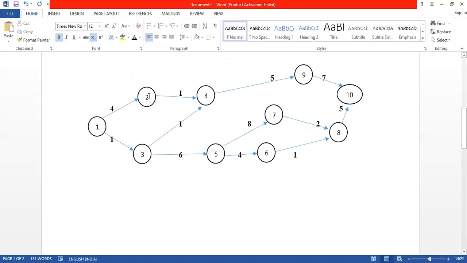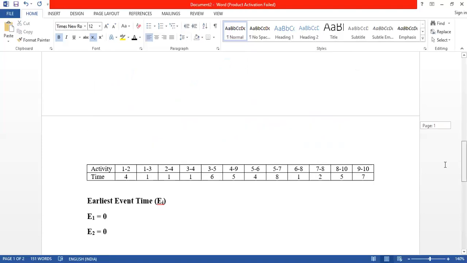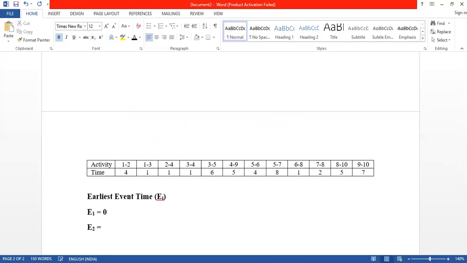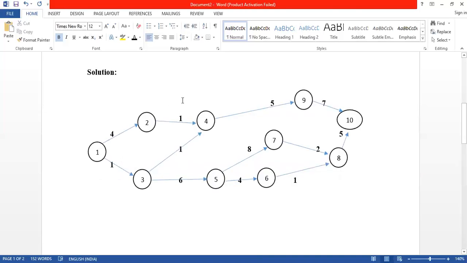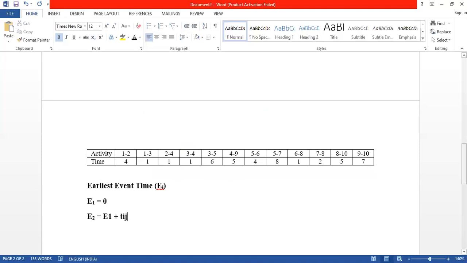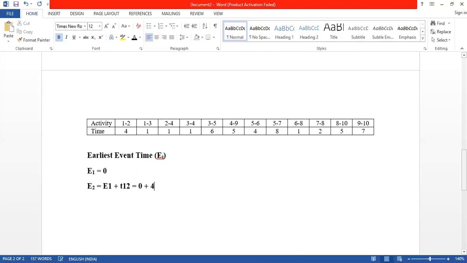So find out the path. 2 we can reach from 1 only. So it has to be E2 equals to E1 plus the traveling time between 1 and 2, right? So it is called Tij or it's called T12. So we know E1 is 0 plus, so it is 4, so our E2 is 4.